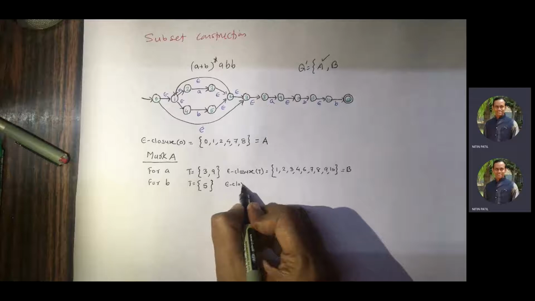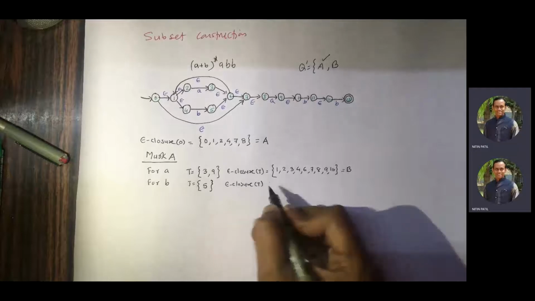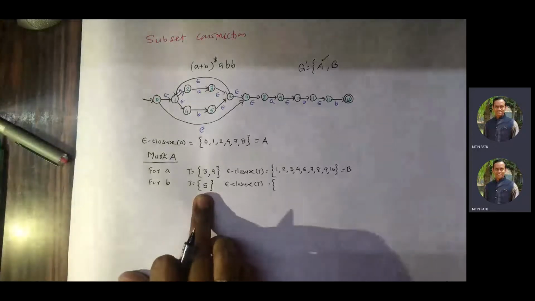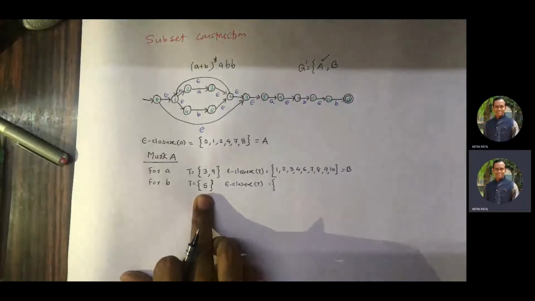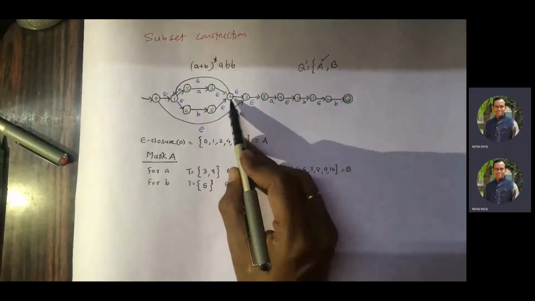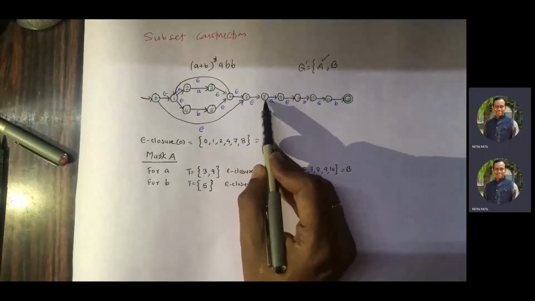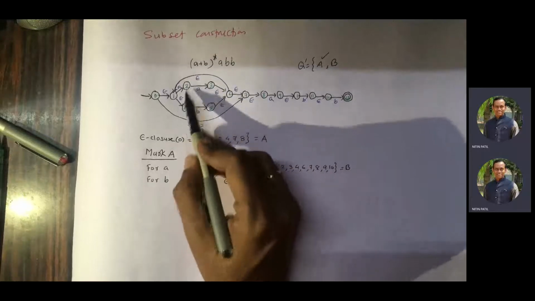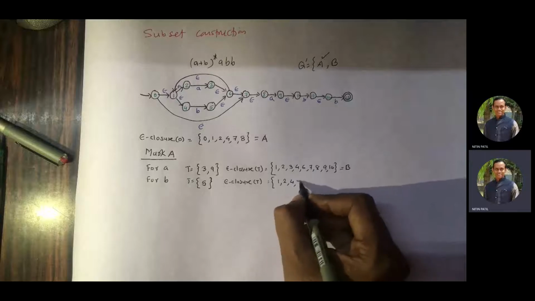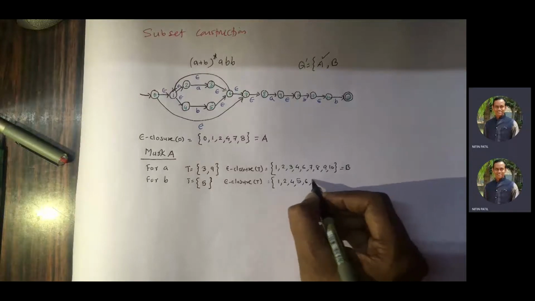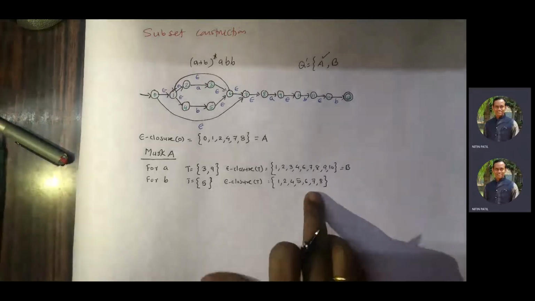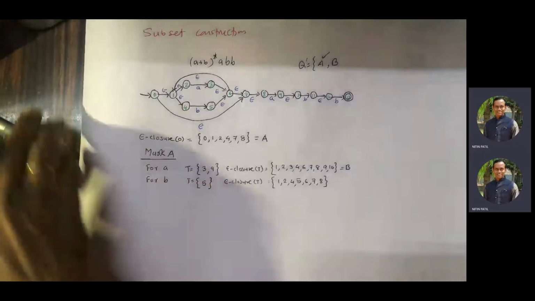So compute epsilon closure of T. T is 5. What is epsilon closure of 5? Now see here: 5, 6, 7, 8. Now from 6 we go back, so 1, 2, 4. So let us write 1, 2, 4, 5, 6, 7 and 8. Now we don't have any other state remaining there, so that's why we'll stop this construction.